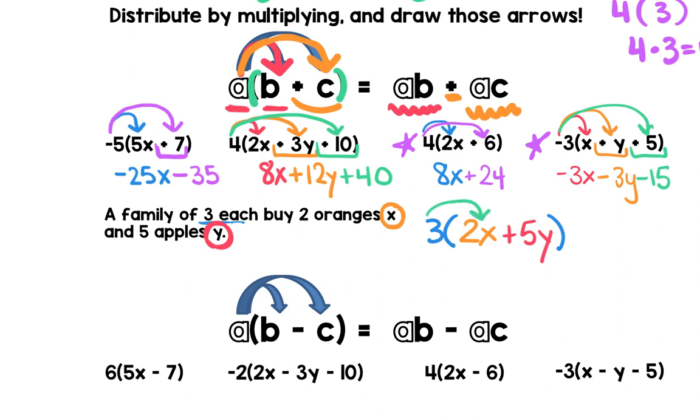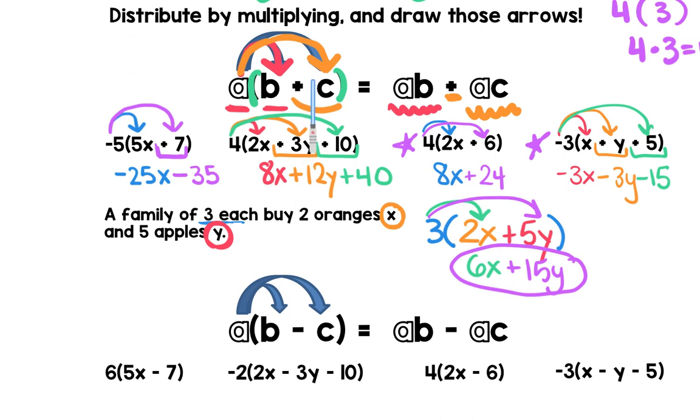3 times 2x is 6x. 3 times 5y is 15y. So in total, the family is going to buy 6 oranges and 15 apples.